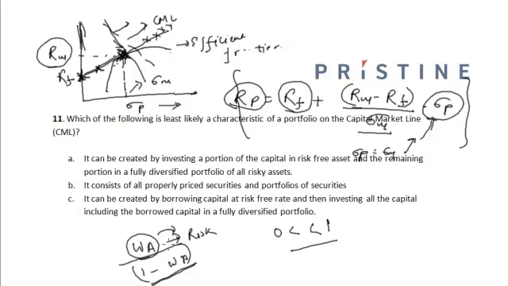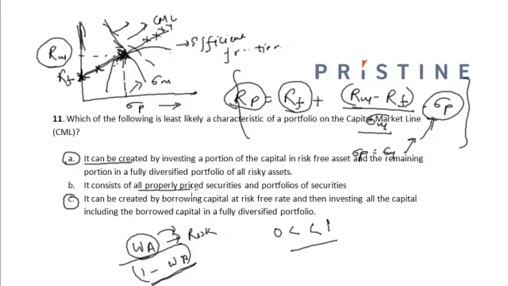It means that we are borrowing the capital at the risk-free rate and investing the borrowed capital in the fully diversified portfolio. Hence option A and option C are the correct statements. And the CML consists of only efficient portfolios.